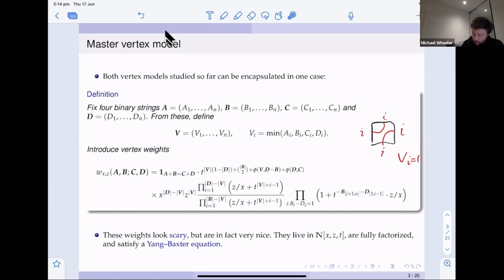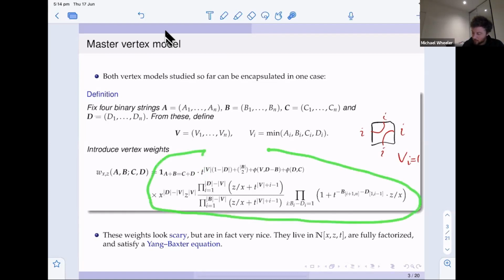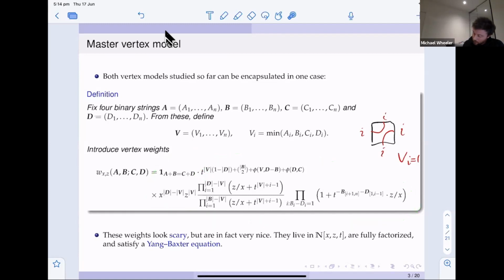So they do look very horrendous, but I want to say a few things about them. The first thing is that if you go ahead and simplify this, so it's perhaps not written in the most simple form, you find that these are polynomials in X, Z, and T. That's not obvious, but basically this denominator will cancel off somehow. So they're polynomials in X, Z, and T, and furthermore, they're polynomials with positive integer coefficients. So this is nice. In a sense, it's a sort of combinatorial model. The other thing about it is it's fully factorized. By fully factorized, I mean that you know explicitly the roots if you view this either as a polynomial in X or Z.